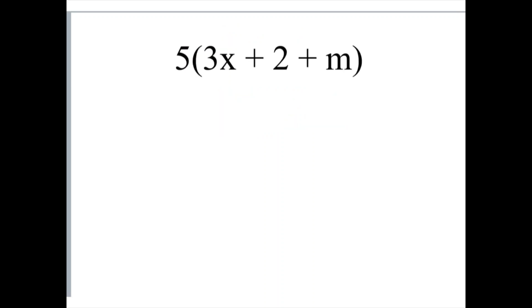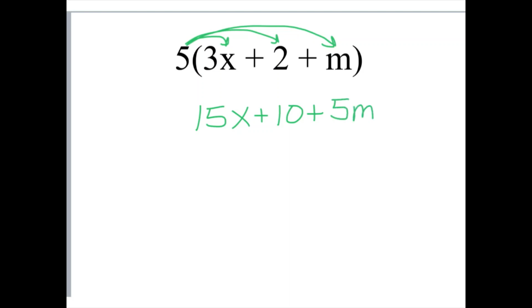This one might seem hard just because it's bigger, but you just do 3 arrows. We're going to do this one, and this one, and this one. So I'm going to have 3 terms in my final answer. So again, 5 times 3x is just 5 times 3 is 15, and then x. 5 times the 2 is 10. And then 5 times m is just 5 m's. M plus m plus m plus m plus m. That's just 5m. And that's my answer.